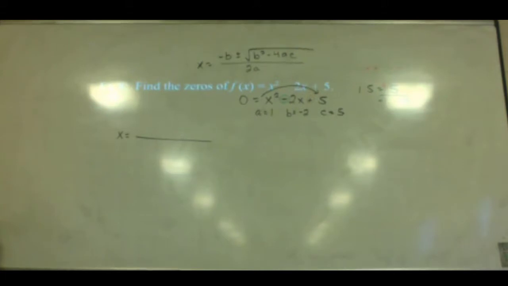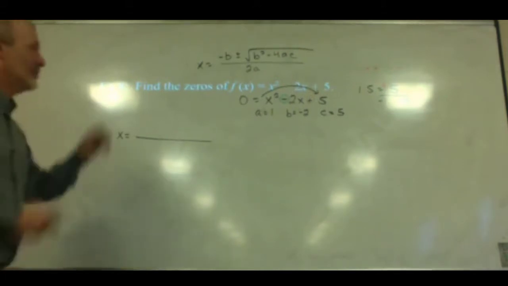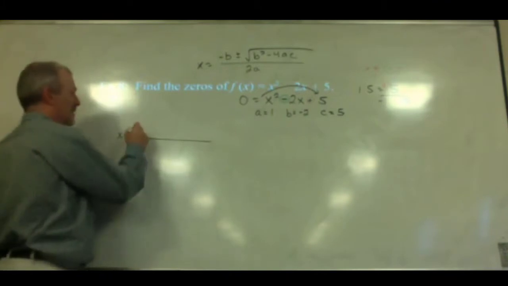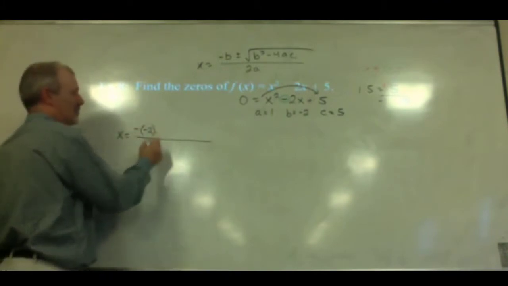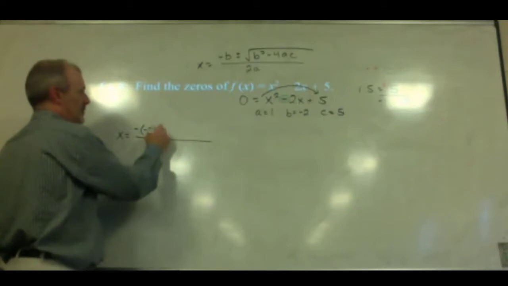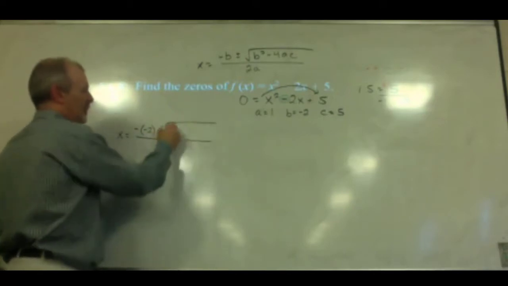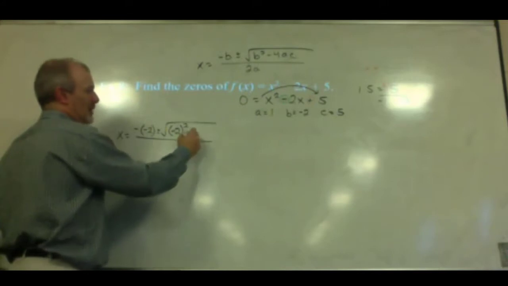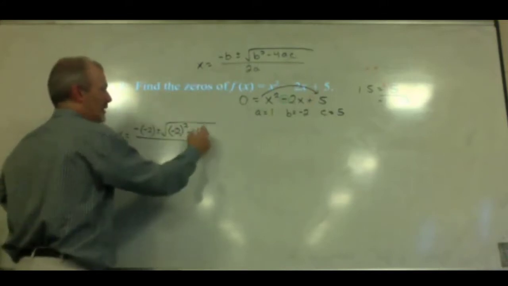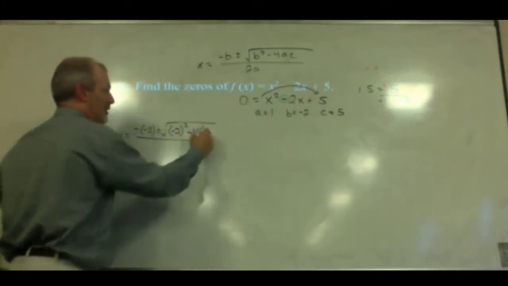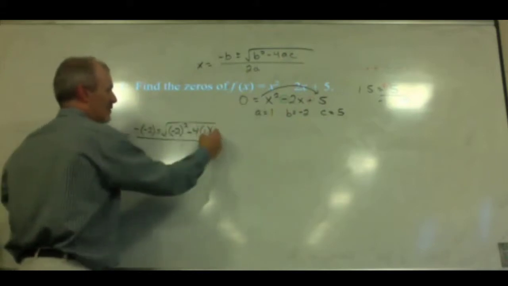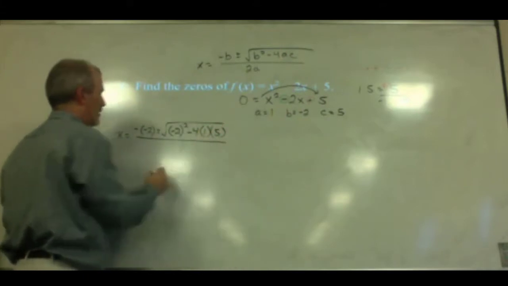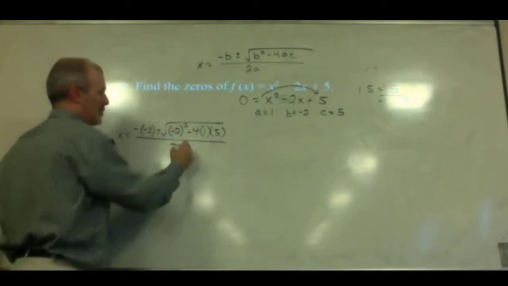All right. So, opposite of b. So that's the opposite of -2. Plus or minus the square root of b, -2 squared, minus 4 times a, which is 1, times c, which is 5, over 2 times a, which is 1.